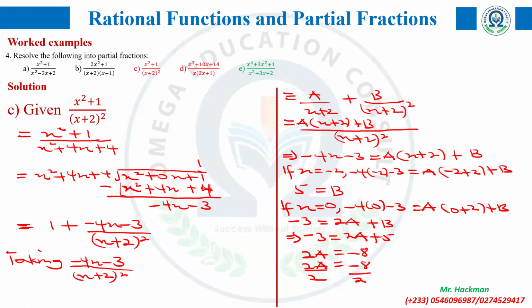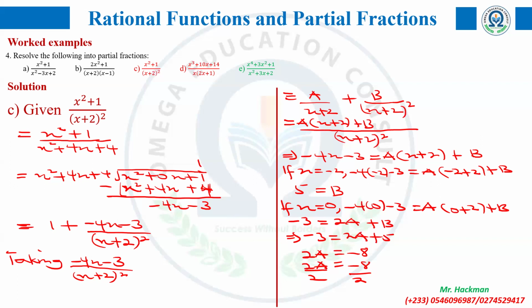Even, hello, Prof. Gabi. Sir, please, when you were rearranging it so that it became 1 plus negative 4x minus 3, why didn't you change the plus there to minus?